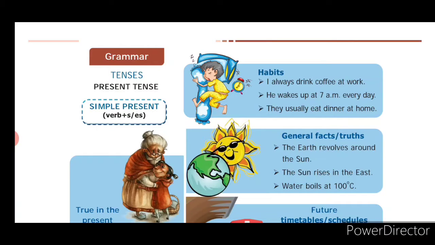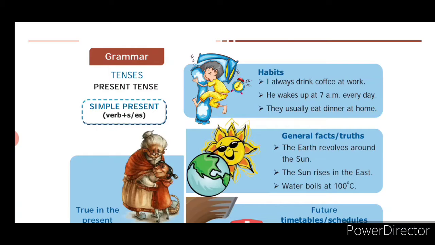See here, if the subject is I, you, we, they, then we use the verb without s. Okay, we use the verb without s. If the subject is he, she, it, we add s to the verb. We add s to the verb. Okay children, if the subject is singular, then the verb that follows will be plural. If the subject is plural, the verb that follows will be singular.